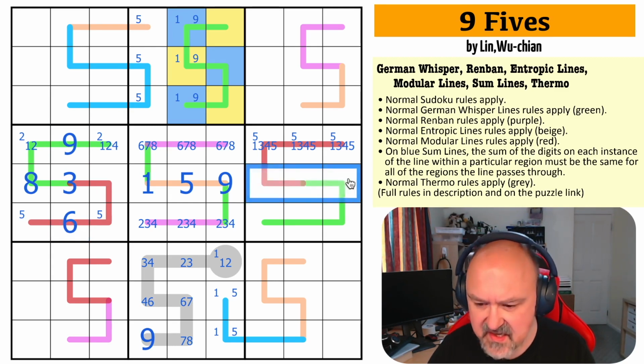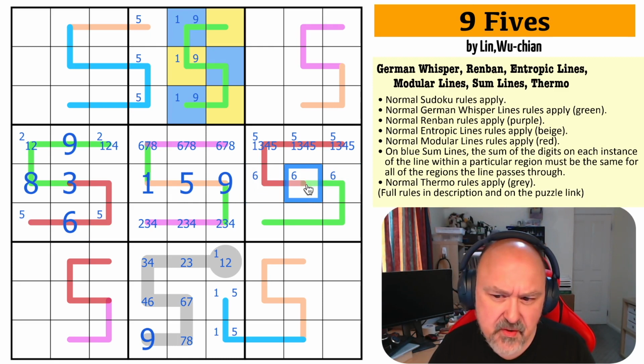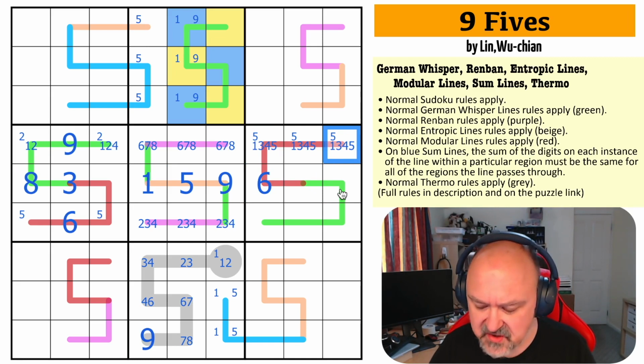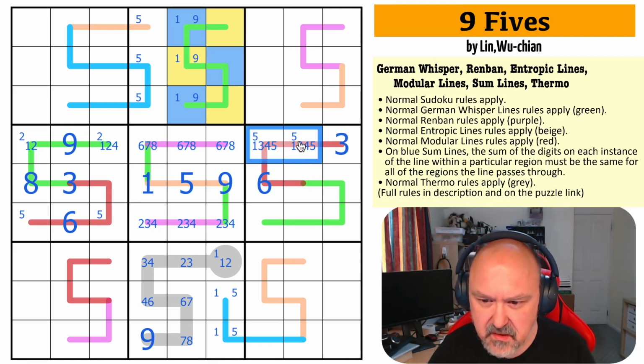Six is now in here. But I can't put it there. I can't put it here because both of those would be 1, and I can't put it there because that would be 1 and 1's not available. This is the 6, which means 3 along has to be the same modularity, and 1, 4, 5 are not the same modularity as 6. That's a 3.